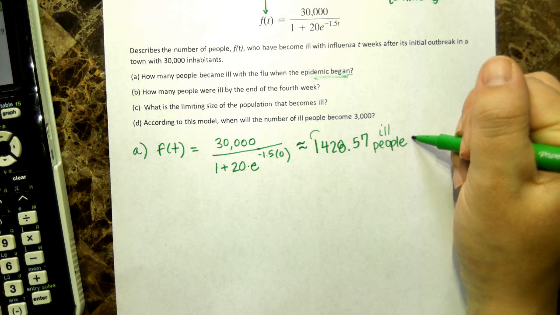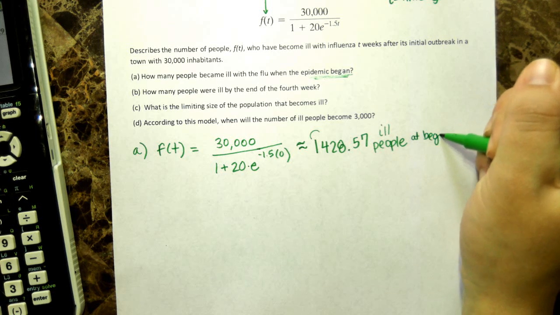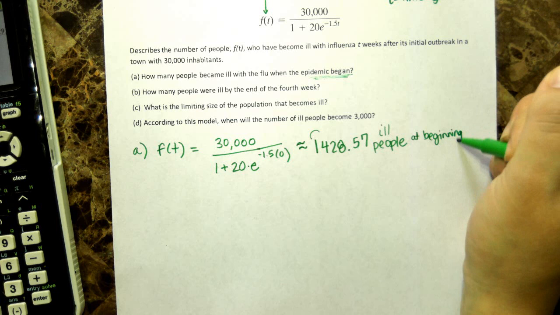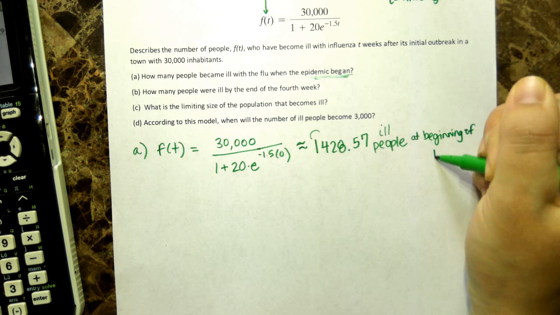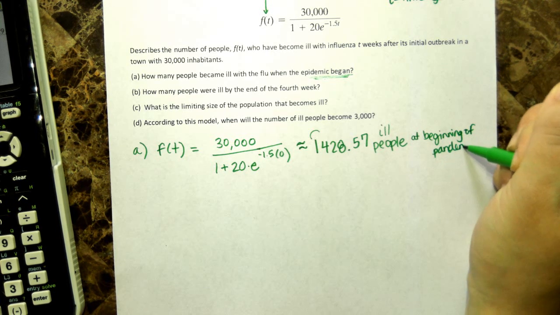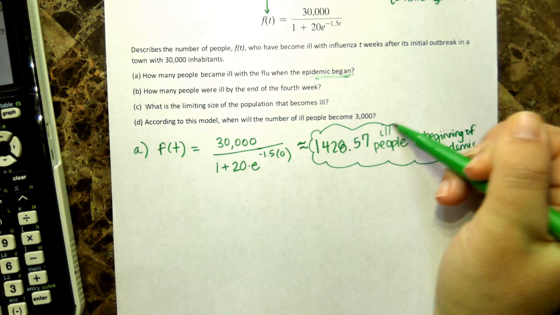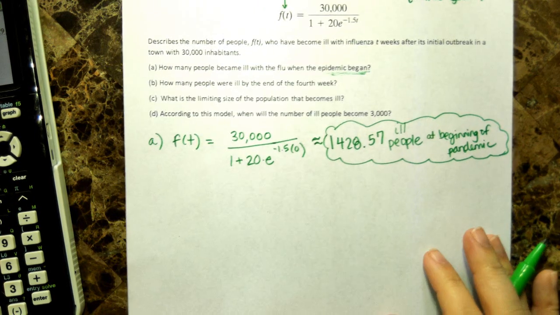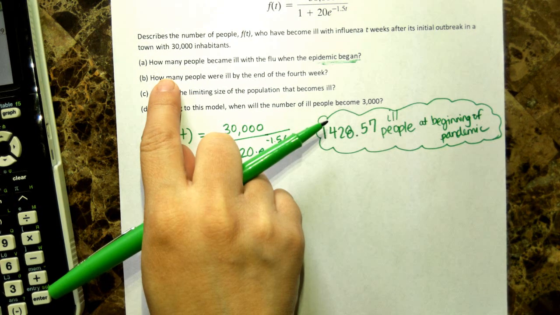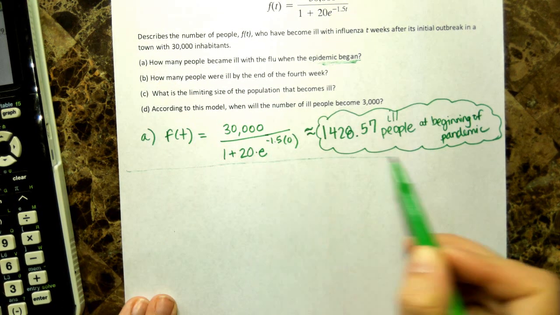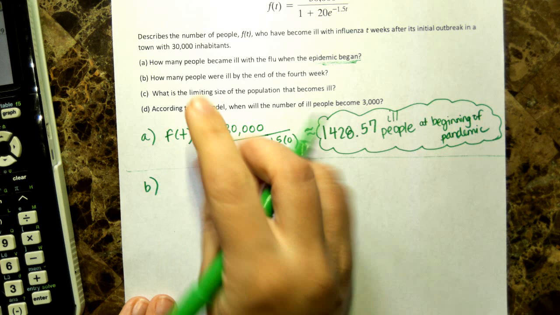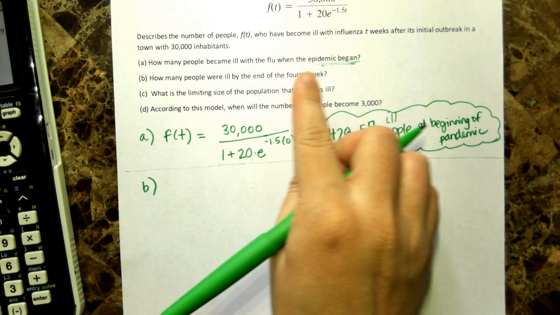Ill people at the beginning of the pandemic. Okay. All right. Question B is asking, how many people were ill by the end of the 4th week?